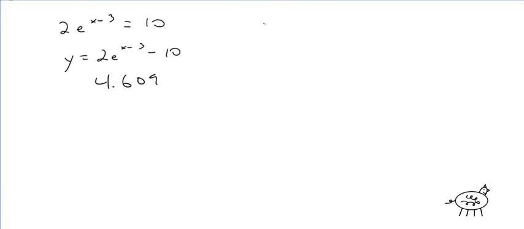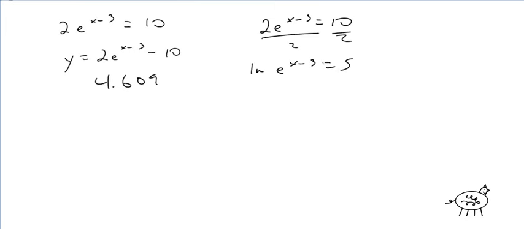And how do you do it manually? Well, 2e to the x minus 3 equals 10. Divide everything by 2. So we get e to the x minus 3 equals 5. And then what do we do? Take the natural log of both sides, because we have an e. Which is, what is e? 2.718.